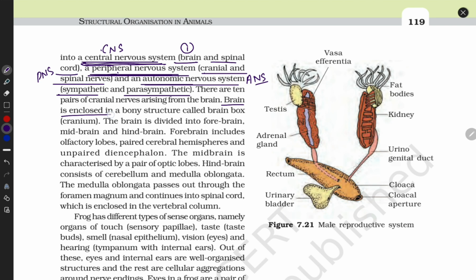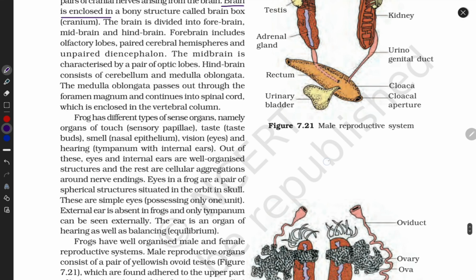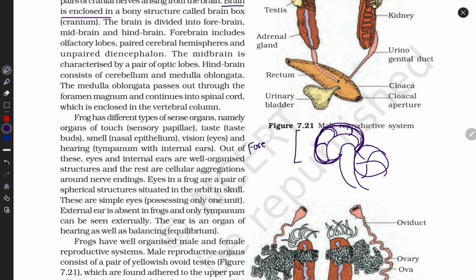Now, like ours, their brain is also divided into three parts: forebrain, midbrain and hindbrain. Let me draw it, guys. Okay, this is the cranium part. There are lobes. This part is the forebrain, some inside part we can call the midbrain, and this whole part, this and this, we call the hindbrain.